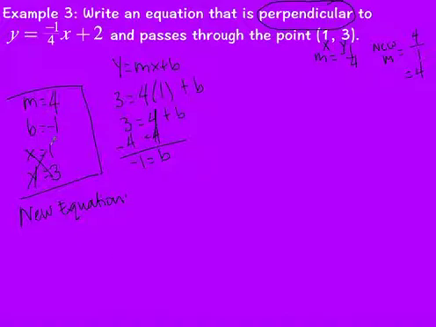You can mark out x and y once you get your b, because then you have everything that you need to write your new equation. So your new equation is going to look like y equals 4x minus 1.